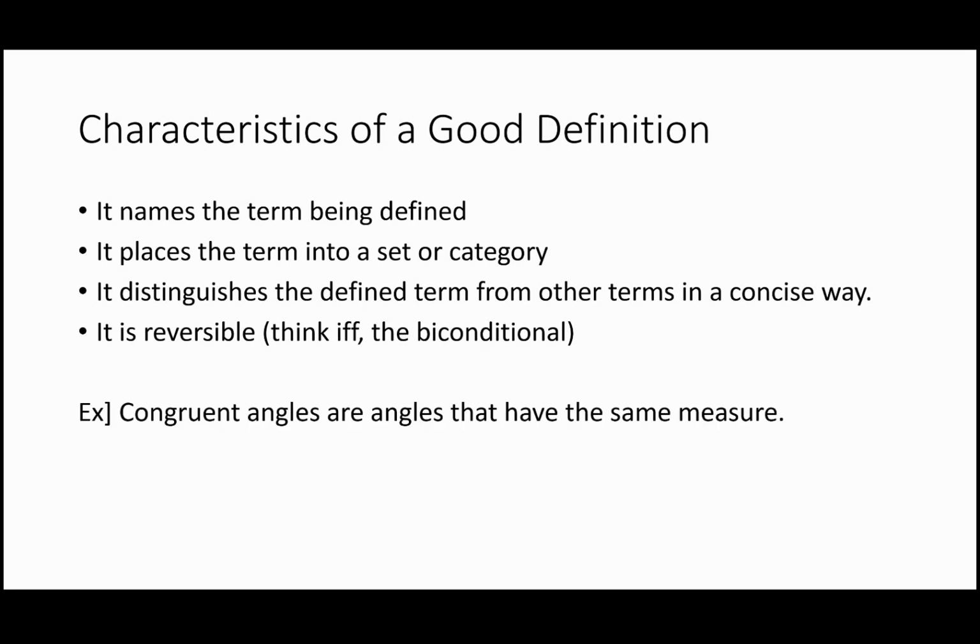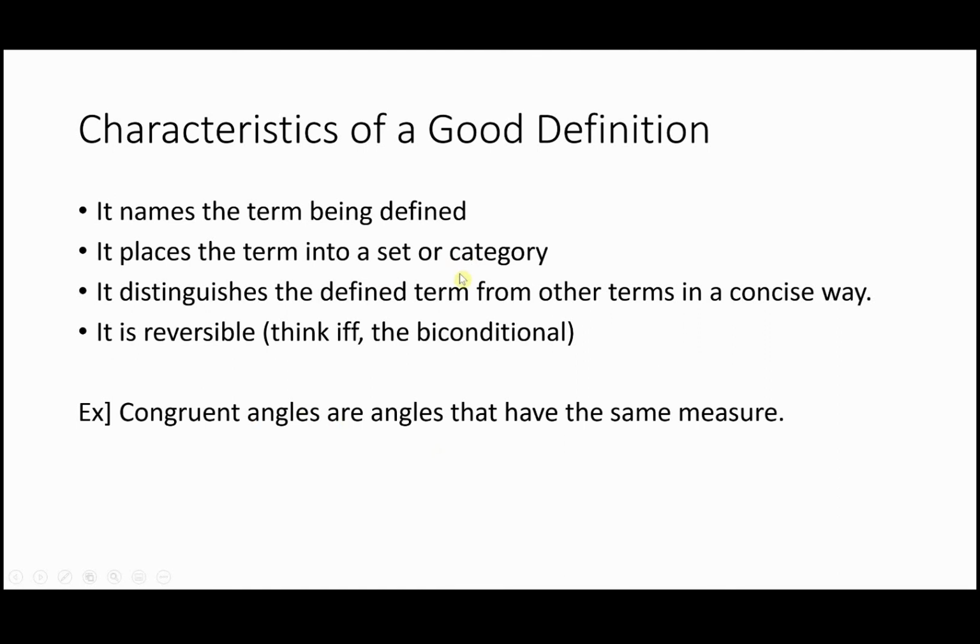Okay, so here is an example definition, and it's boxed in your lecture notes here. Congruent angles are angles that have the same measure. Does this definition have the four characteristics of a good definition? I would say that it does. So it defines the term congruent angles. So yes, it uses the term, check. It puts it in a set or category. Sure, we're talking about angles, right?